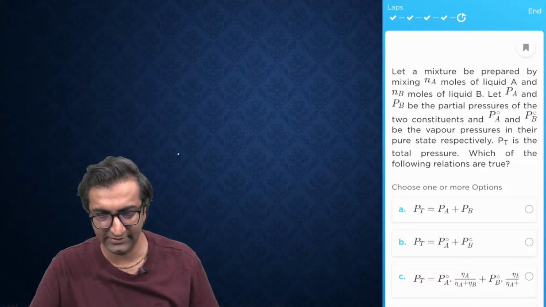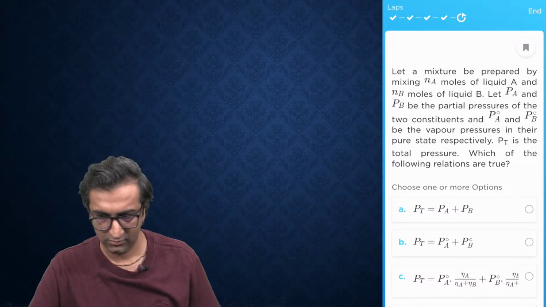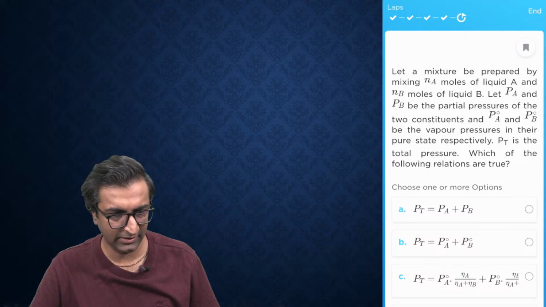This is interesting. एक से ज़्यादा सही हो सकता है ना इसमें. Are we close to time? हाँ, थोड़ा टाइम बाकी है, 15 मिनट बाकी है.